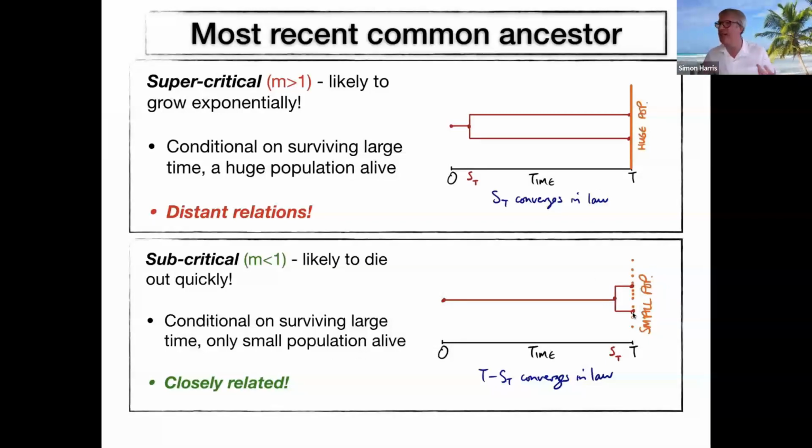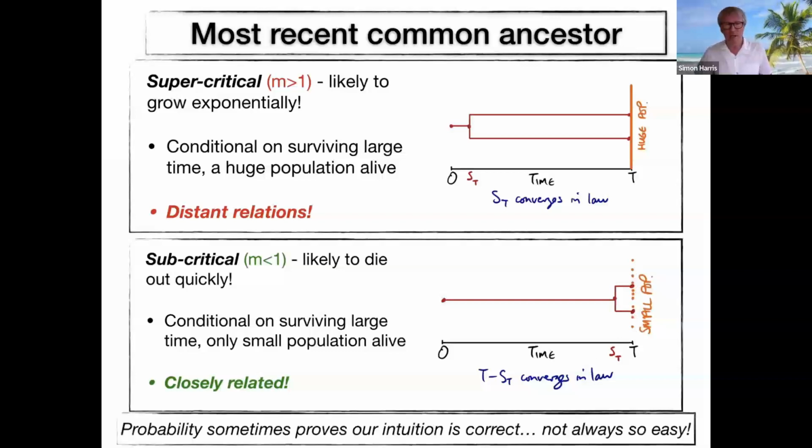So this is like in the endangered species world. If we're thinking of taking a sample from an endangered species, it's struggling to survive, it's a small population, individuals are probably quite closely related. And indeed, probability can prove this kind of intuition in a more detailed way, and actually can show that the time of the most recent common ancestor converges in law for a Galton Watson, or the time back from the end converges in law. So those are some results you can get in the subcritical case.